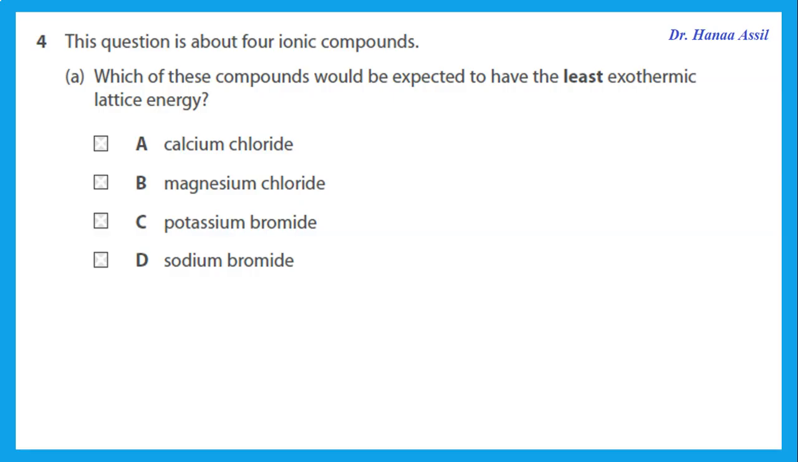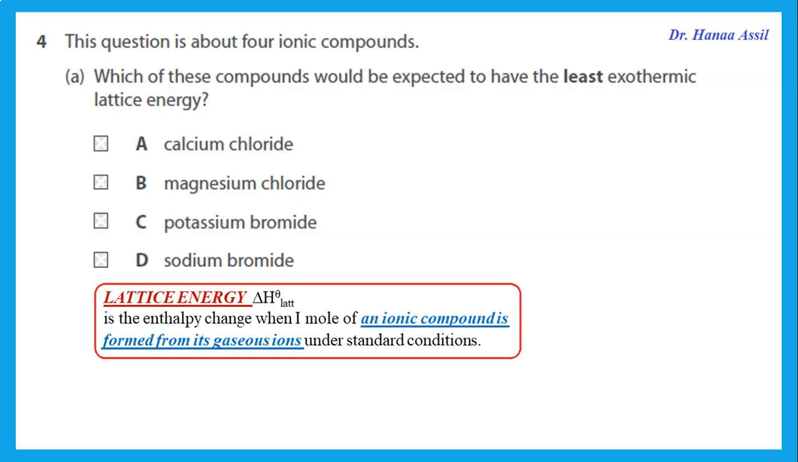This question is about 4 ionic compounds. Which of these would be expected to have the least exothermic lattice energy? Least exothermic means less delta H of lattice energy. Now, what is lattice energy? You should realize that lattice energy is the enthalpy change when 1 mole of an ionic compound is formed from its gaseous ions under standard conditions. So which of these would have the least exothermic?